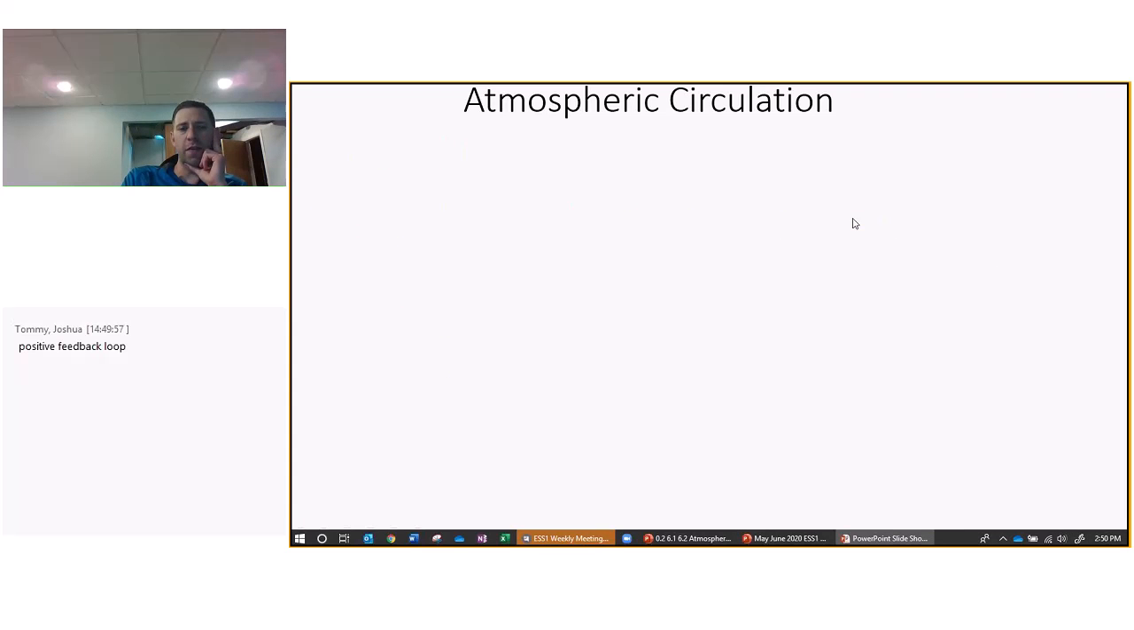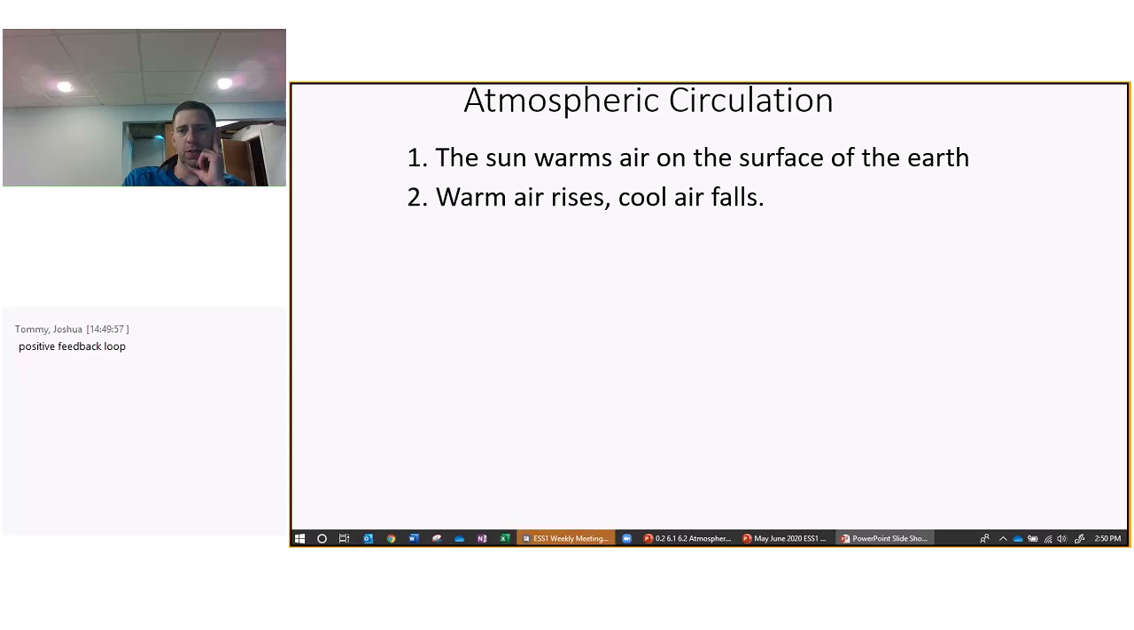Good. All right, and then the very last thing for atmosphere is atmospheric circulation. The sun warms air on the surface of the earth. Warm air rises, cool air falls. This leads to circular air movement, also known as wind.